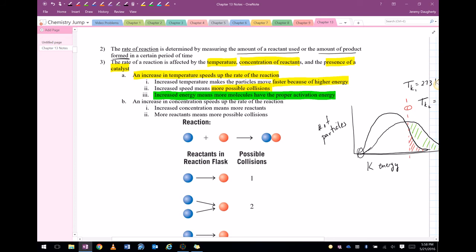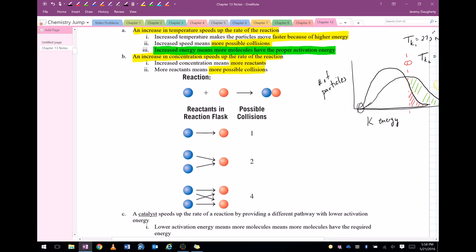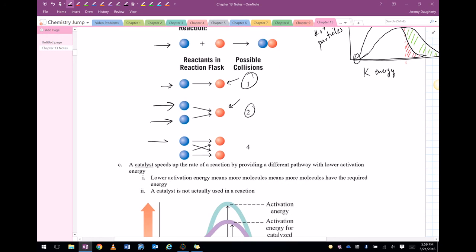An increase in concentration speeds up the rate of the reaction as well. The reason why is because now there are more reactants, which means more possible collisions. Take a look at this picture. In this case, here's the reaction. Blue has to combine with orange. If there is only one blue and one orange, then you can only have one possible collision. If there are two blues and one orange, you can have two collisions. So now we've increased our chance of collision. Now take a look if you have two blue and two orange, so we've really increased the concentration. Now we can have four possible collisions.